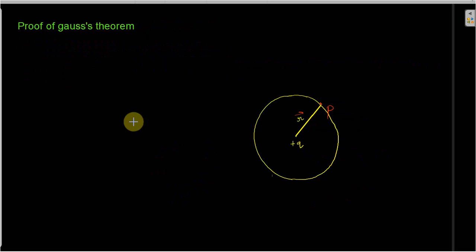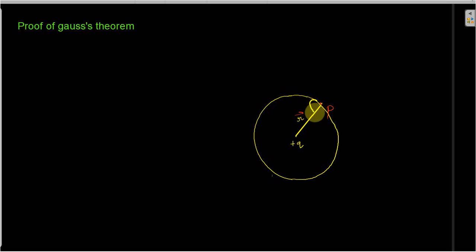Next we will derive the proof of the Gauss theorem. In this diagram you can see we have a positive Q charge which lies at the center of the sphere, and the radius of the sphere is r, and we want to find the electric flux at point P due to this positive Q charge. So let's start. To find the electric flux, we should know the electric field. So here we will consider a small element. This is a huge surface, so we will take a very small element to find the electric field at point P.